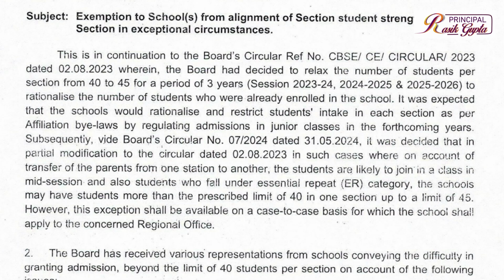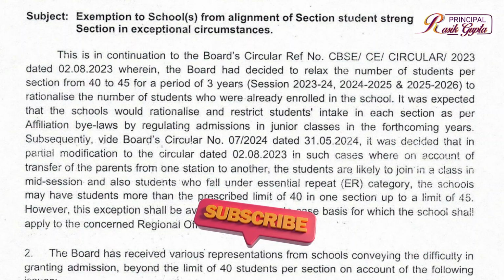How so? Well, a bit later, May 31st, 2024, another circular came out, number 07/2024. Okay. And that one kind of narrowed the scope again. It said the 40 to 45 allowance was really only for specific cases, like mid-session transfers, think parents getting relocated, or what they call essential repeat, or ER cases, students needing to repeat the year. I see. And it wasn't automatic. No, not at all. Schools had to apply to their regional office, on a case-by-case basis, so definitely not wide open.